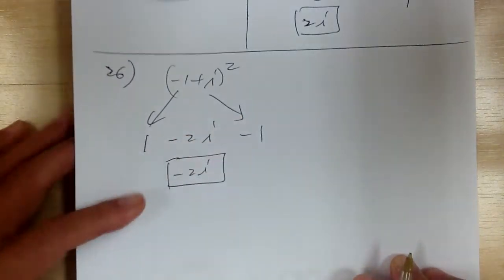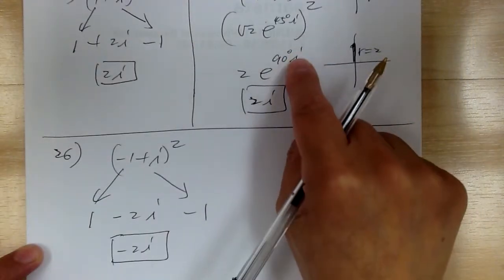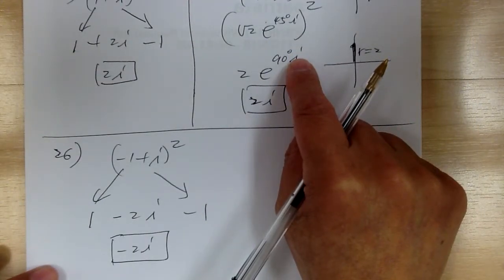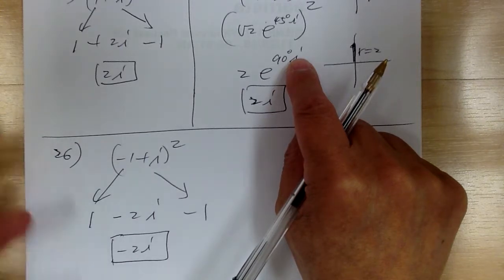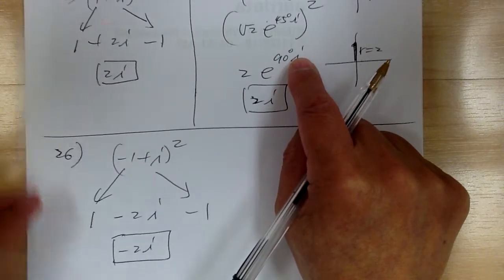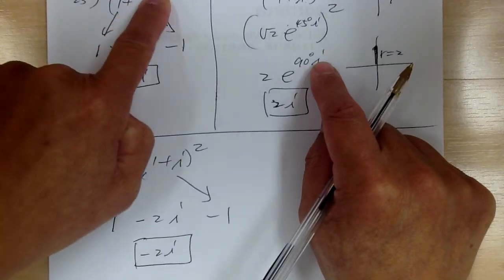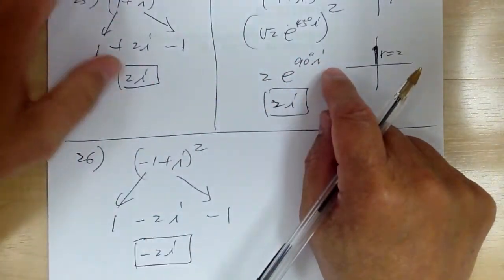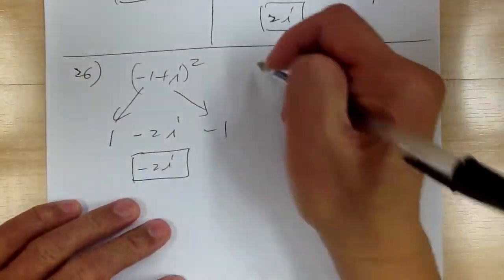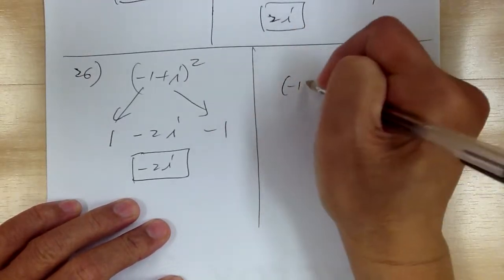Okay. Now this method works really well if the exponent is really high, like 10 or 20, because it would take a really long time to multiply this to the 10th power. But with this it would be super easy. Okay, so let's do it the polar method.